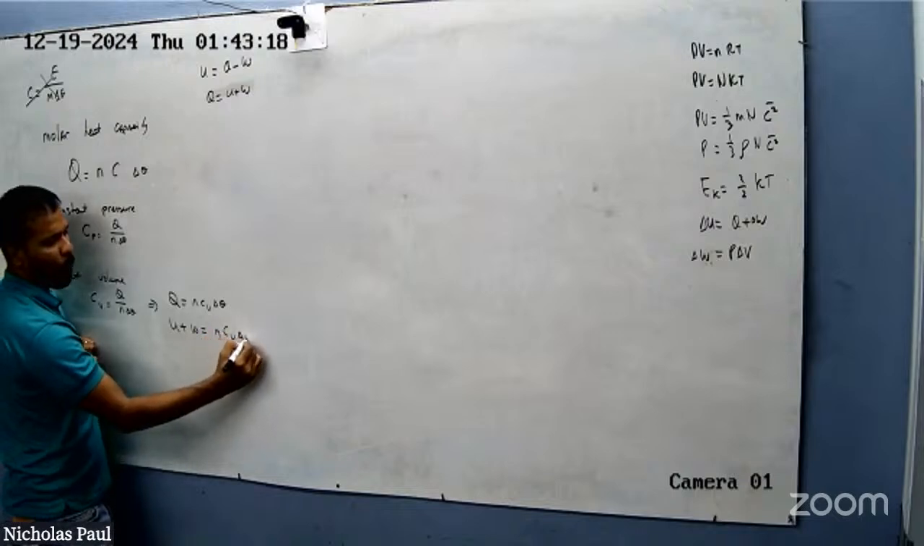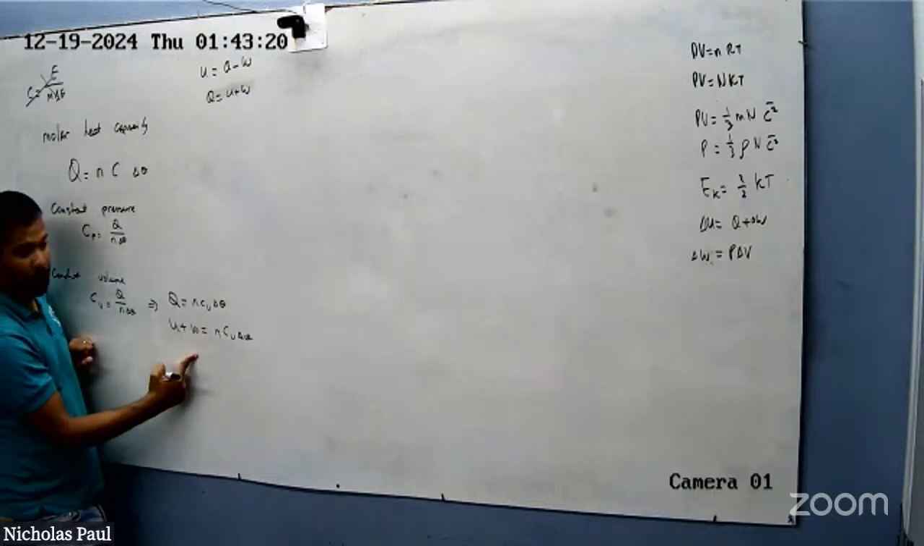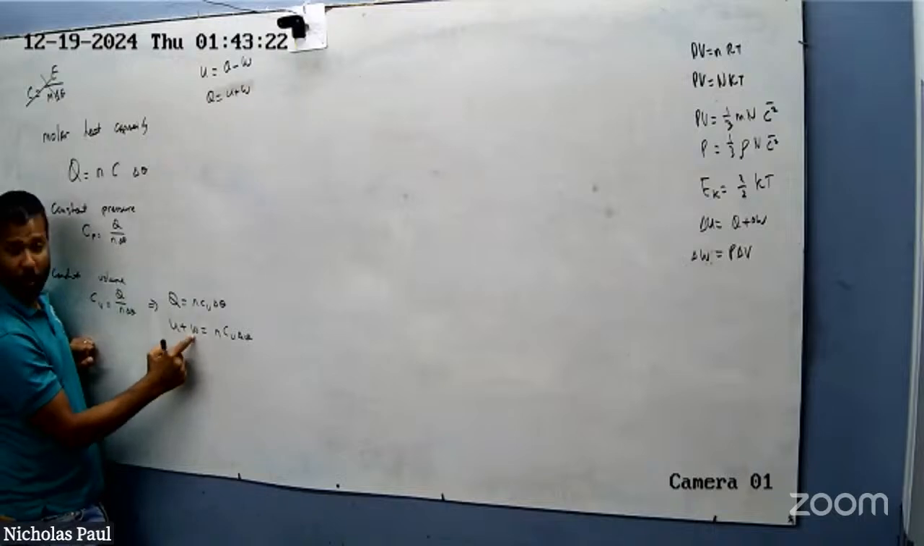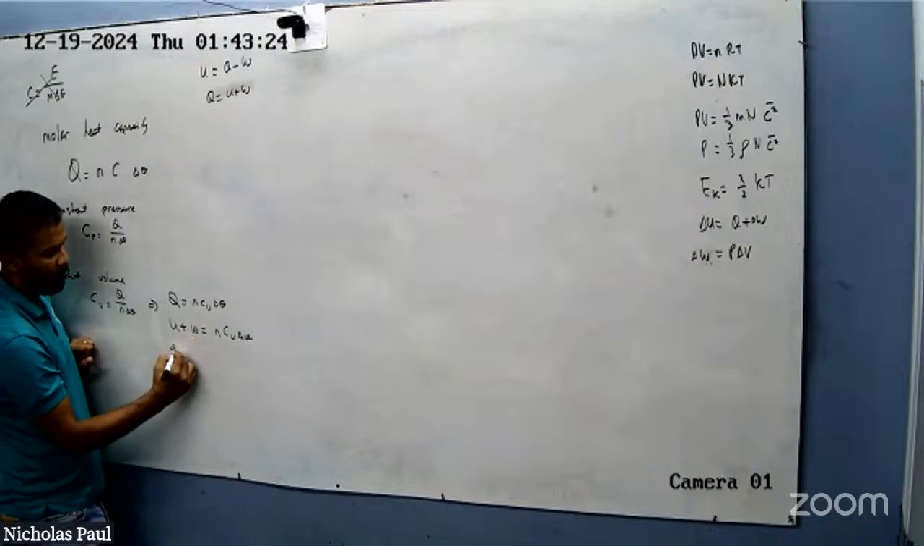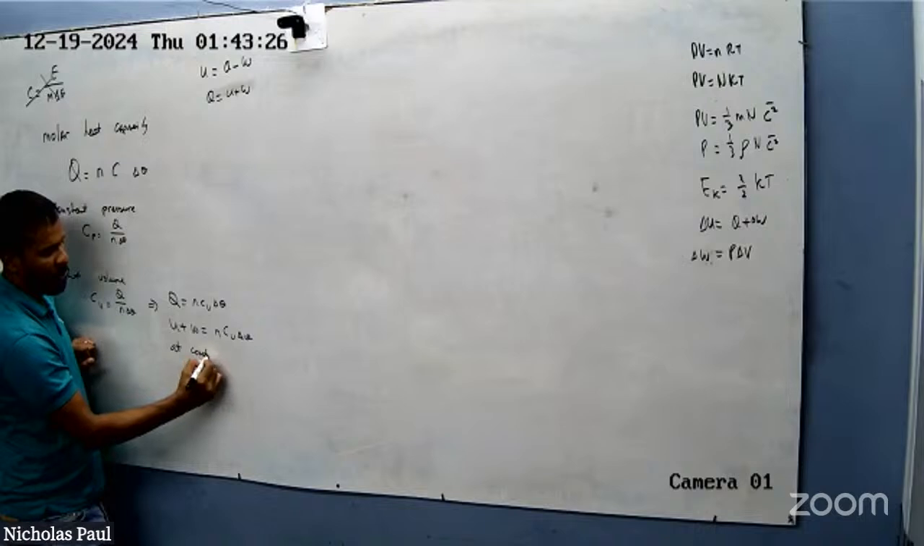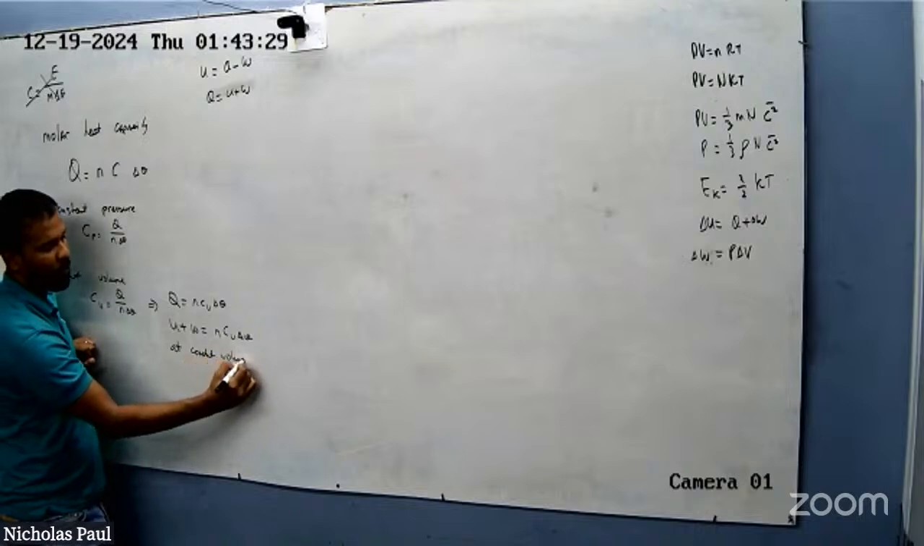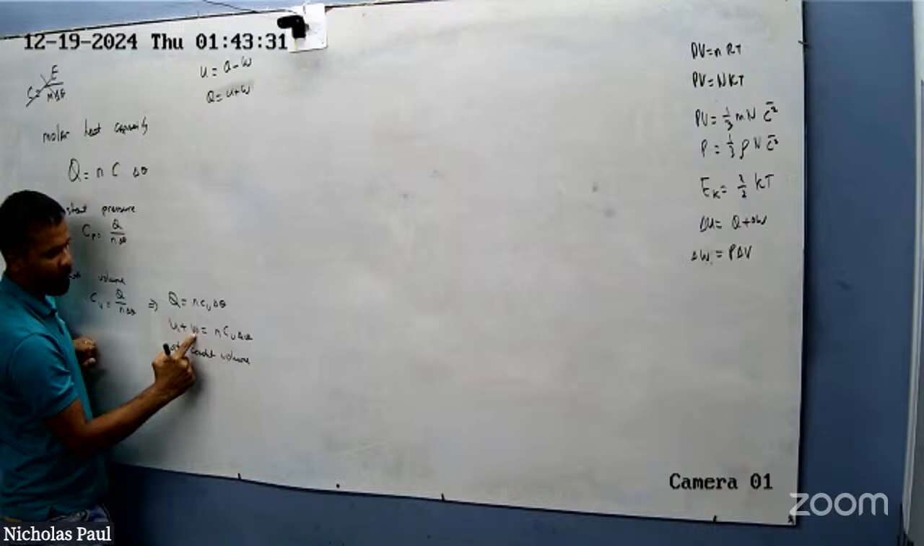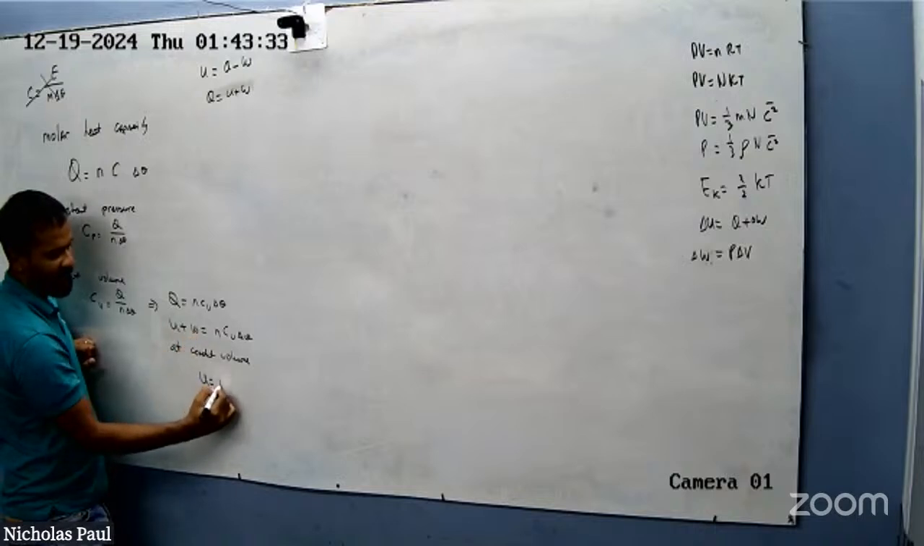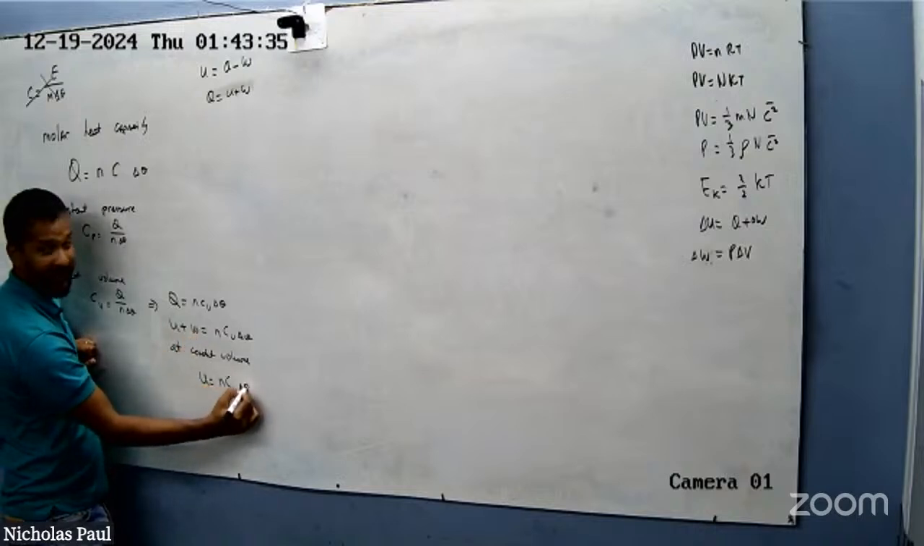But what do we know at constant volume? At constant volume, what do we know about work done? At constant volume, we know that work done is 0. So it means that the internal energy change is nCvΔθ.